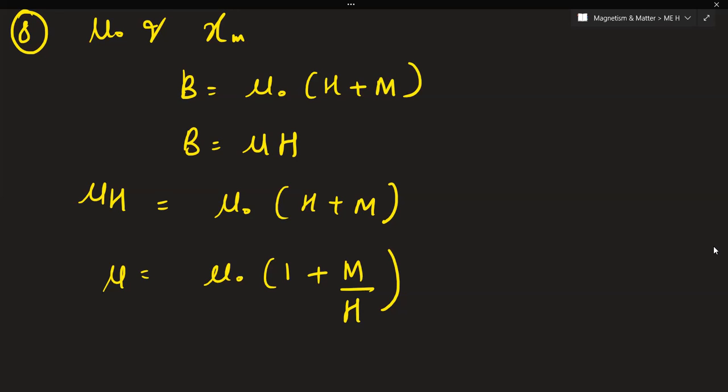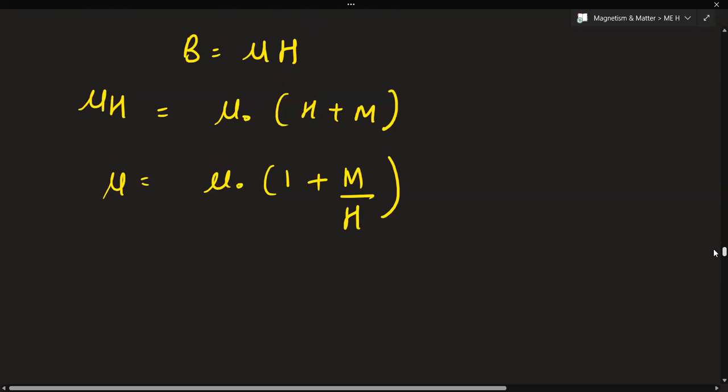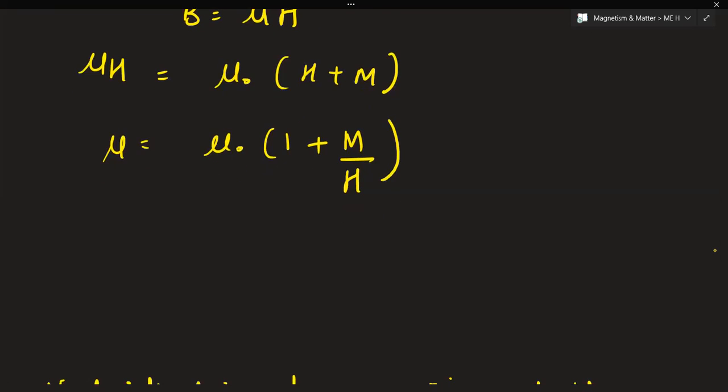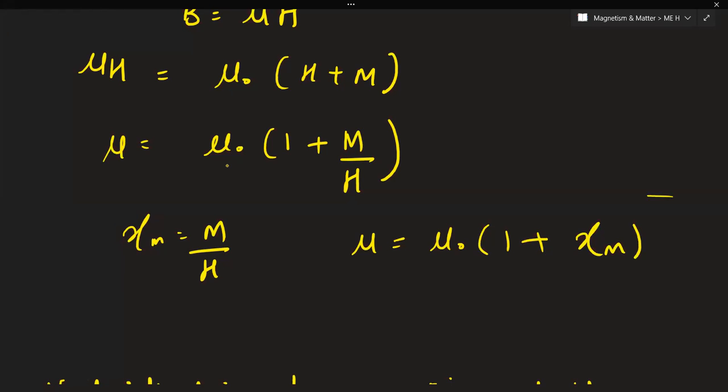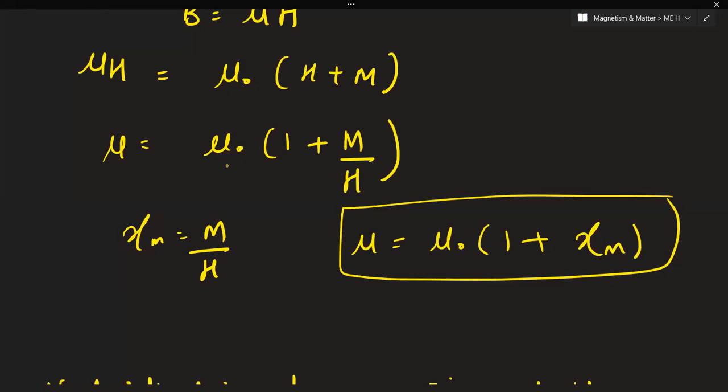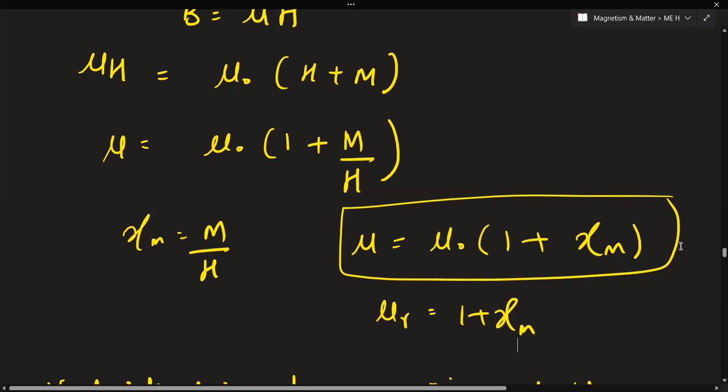M by H is what? Remember, M by H, right now I made you write, was chi, your magnetic susceptibility. So chi m is M by H. So mu is equal to mu naught into 1 plus chi m. This is the relation between magnetic susceptibility and magnetic permeability. All right, so this relation you have to remember. And if it is relative permeability, this will get divided by mu naught, so you just have 1 plus chi m, where chi m is the magnetic susceptibility. All right, write down these four terms as well.